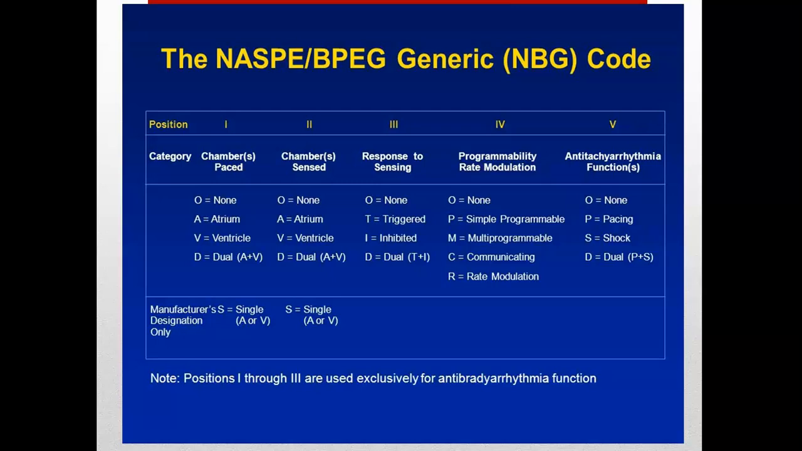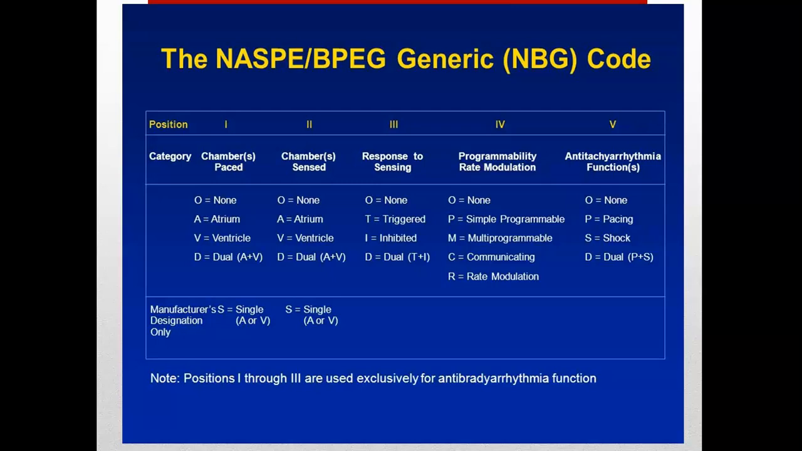All right, so this is important. This is very important. I need you to really, really study this chart. The Inter-Society Commission for Heart Disease originally adopted 3 different letter codes describing the various pacing modalities that were available. There have been 2 different revisions since then that represent programming characteristics and multi-site pacing functions.